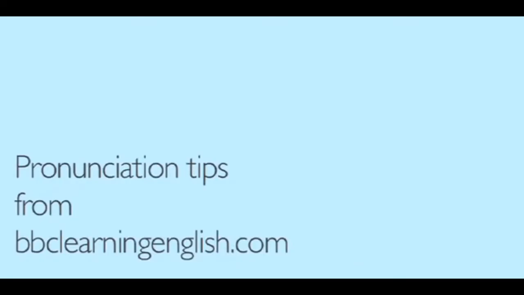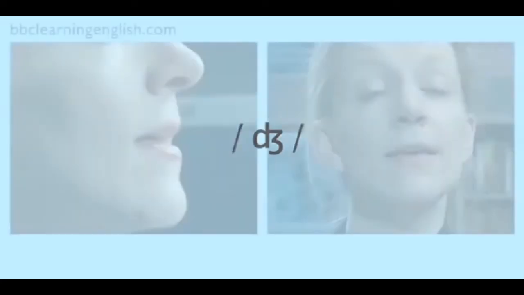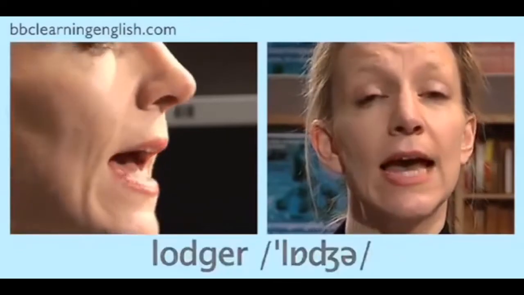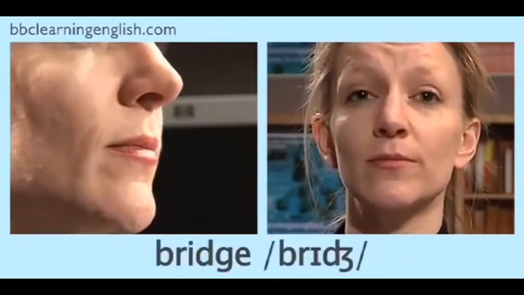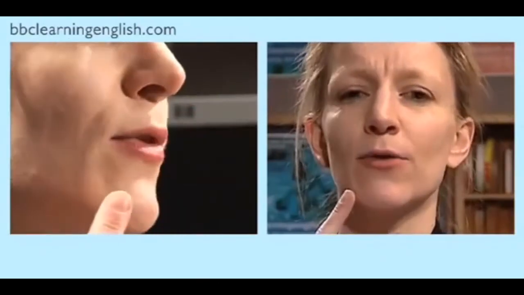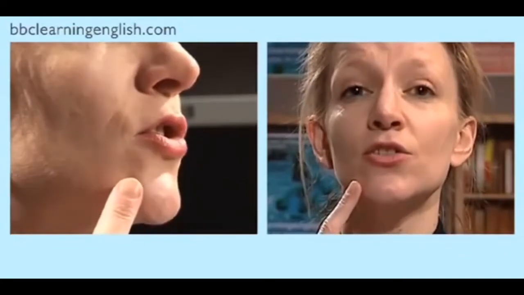Our voiced affricate in English is j. This is a voiced consonant. You can hear it at the beginning of the word joke, in the middle of the word lodger, at the end of the word bridge, and at the beginning and end of the word judge. Did you notice the shape of my mouth? Judge.